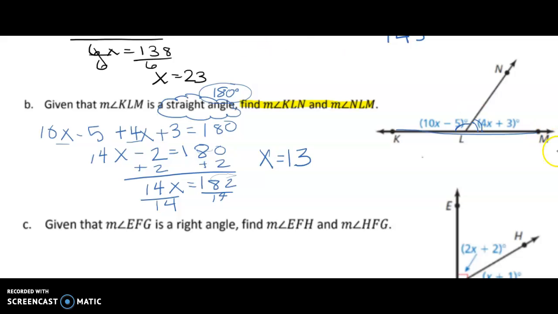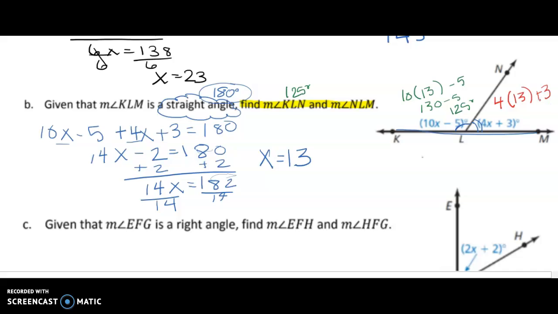All right, so if x is 13, well, this is 10x, which is 13, minus 5. So 130 minus 5, this is 125 degrees. So measure of angle KLN, 125 degrees. And then this over here is 4x plus 3, which is 4 times 13, so that's 52, plus 3 is 55 degrees. Now to double check ourselves, if we add these two, we do get 180.